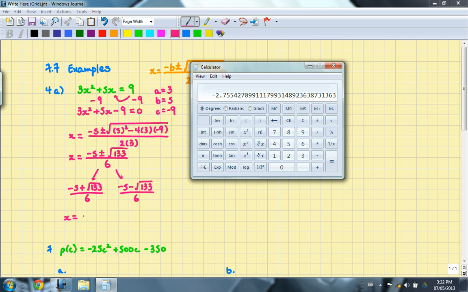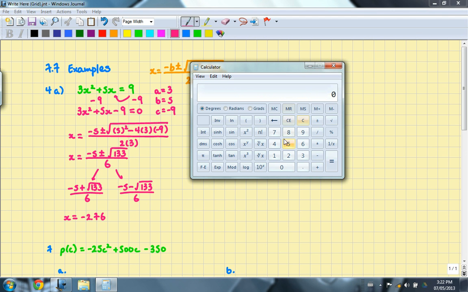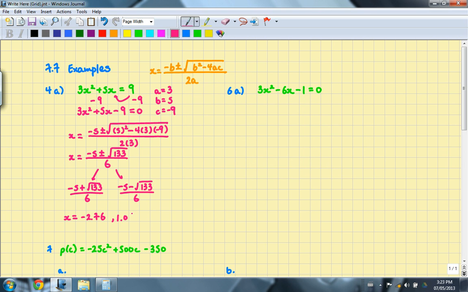That will be approximately 1.09. And for the second, I have negative 5 minus the square root of 133 divided by 6. Wait, that doesn't look right. Let's try that again. Negative 5 minus square root of 133 divided by 6. Okay, so that other root is negative 2.76.